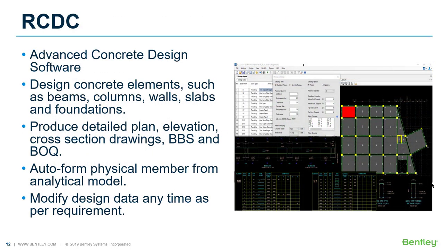RCDC is another software which is used for concrete design. Any type of concrete element can be designed using RCDC, like the beam or column or slab, and partially some of the foundations can also be designed in RCDC. One good feature of RCDC is that it automatically detects the physical member from the analytical member. Meaning if you have already created your superstructure using analytical members, it will auto-form the physical members for you. Also, it will generate the detailed drawings once the design is completed, the detailed plan, elevation and cross-section drawings, and not only that, it will also generate the bar bending schedule.